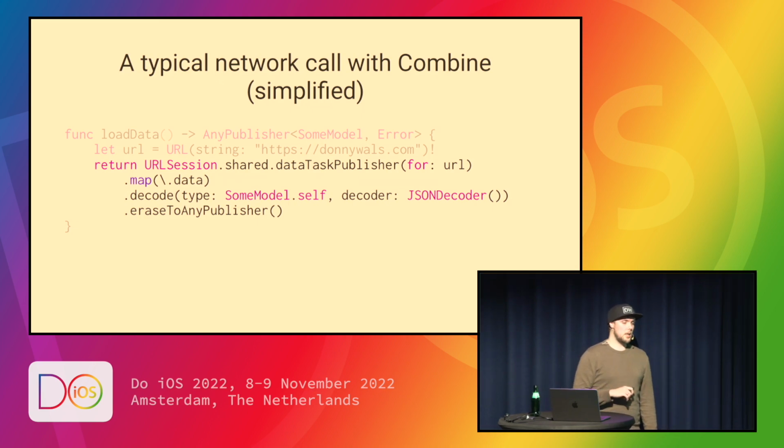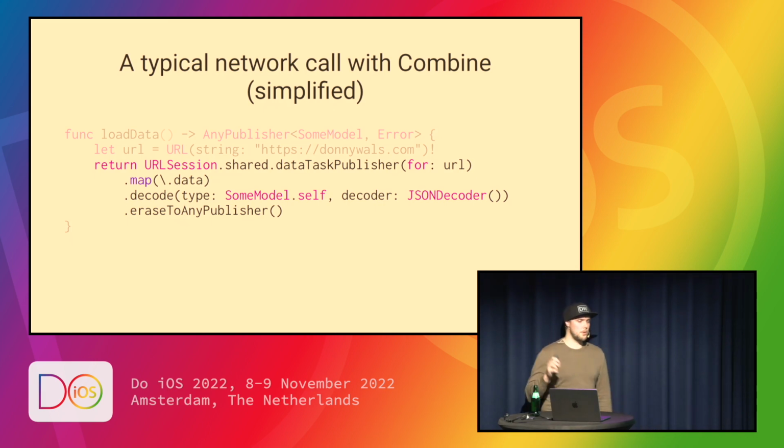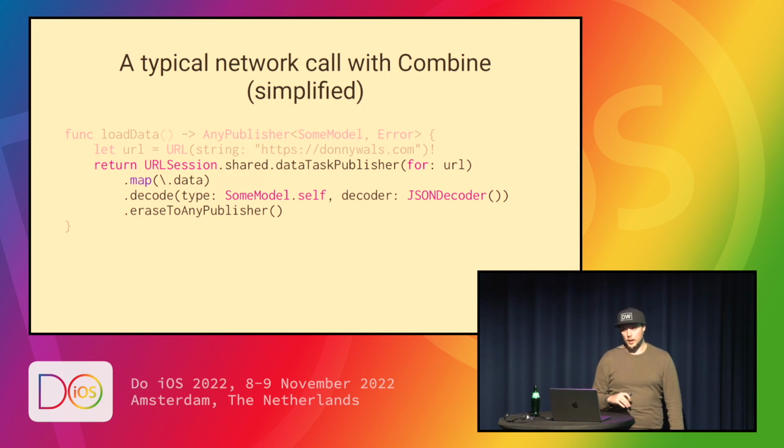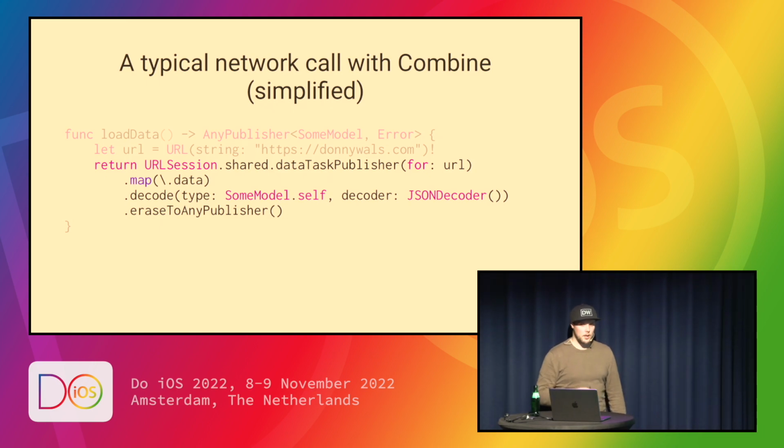And then we erase to AnyPublisher. And we do this so that we hide the true return type from the callers of loadData. If we didn't do that, we would return something like Publishers.Decode, generic over Publishers.Map, generic over URLSession.DataTaskPublisher. Basically, we would expose everything that we did inside of this function to whoever calls it, which obviously we do not want to do, especially not if you're like Peter or Stefan building an SDK. They would hate if you saw what they did on the inside.